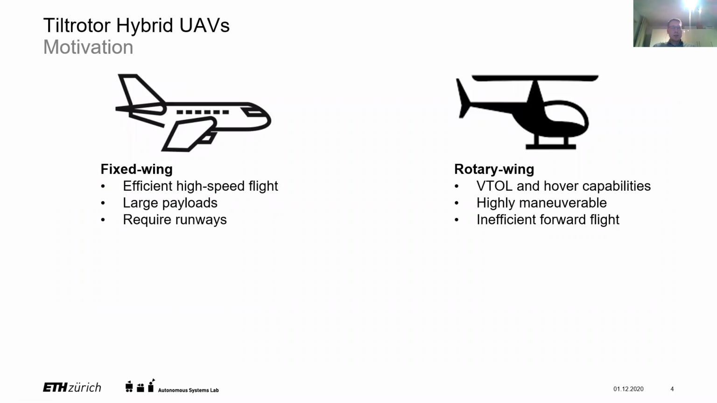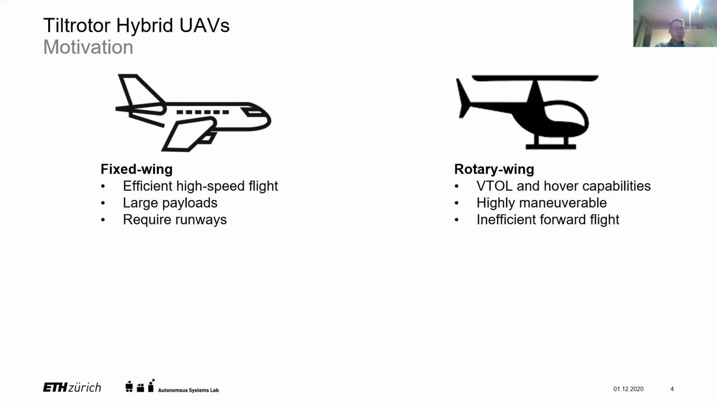Up until a few years ago, there were mostly two different types of aircraft, which were either fixed wing or rotor wing, each with different advantages and disadvantages. Most importantly, we have on the fixed wing side the efficient high-speed flight due to the lift generation of the main wing, which goes hand in hand with being able to carry large payloads. However, these vehicles require runways because we need to be able to accumulate enough speed to generate sufficient lift for takeoff in the first place.